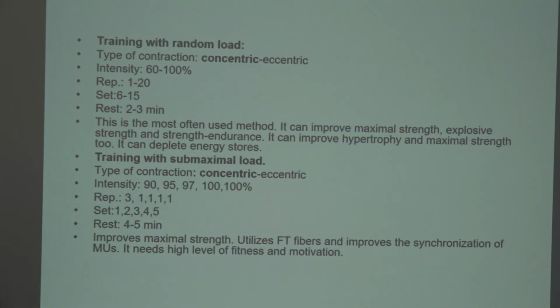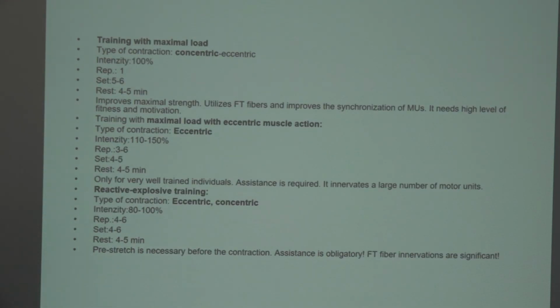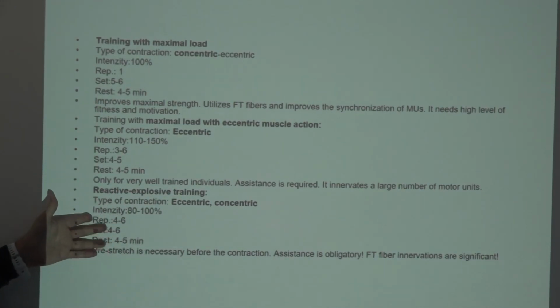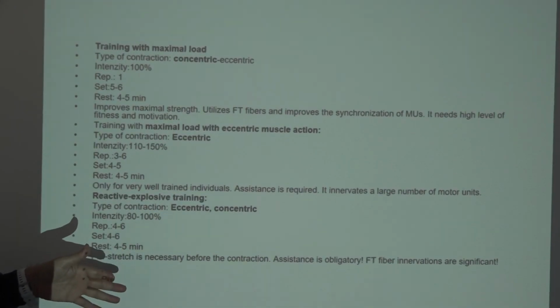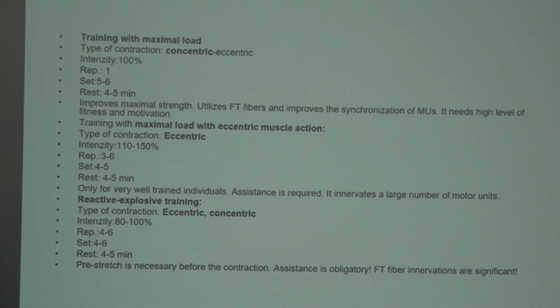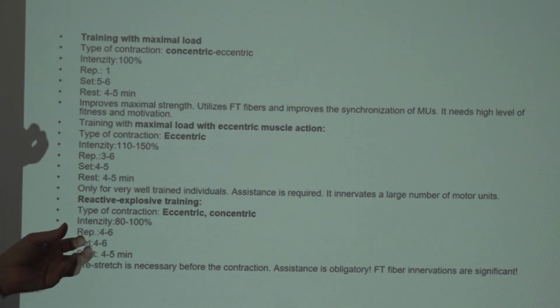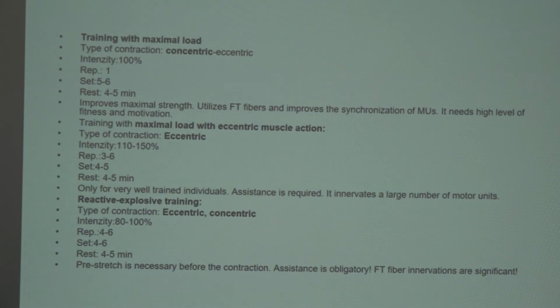We have training with random load, submaximal load or maximum load. We have reactive explosive training, extremely important. It's also called plyometric exercise, eccentric exercise. Eccentric part of the exercise is very pronounced here. So you have to stretch the muscle before the contraction so you can have a very high speed. You have to be careful because you have a greater risk of injury here. You need assistance, and you have to use exercise which you are familiar with.